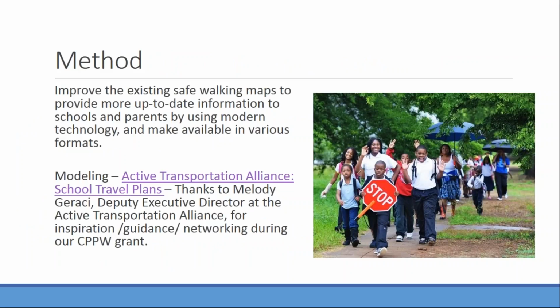The method we used to improve these maps was to utilize modern technology, in this case tablets and ArcGIS software, specifically the ArcGIS Collector app, to create the new maps. For modeling, we referenced the school travel plans created by several entities, including other regional planning commissions, but specifically the Active Transportation Alliance in Chicago.